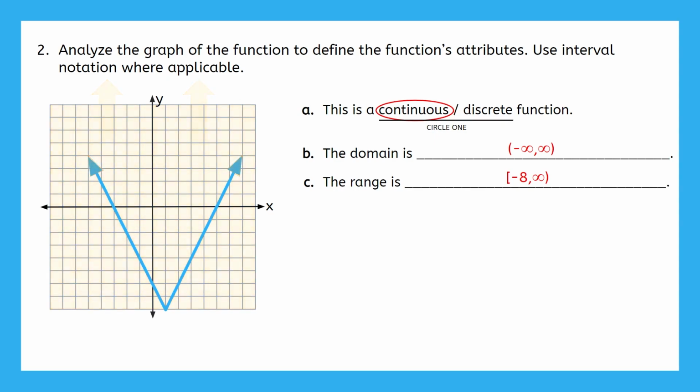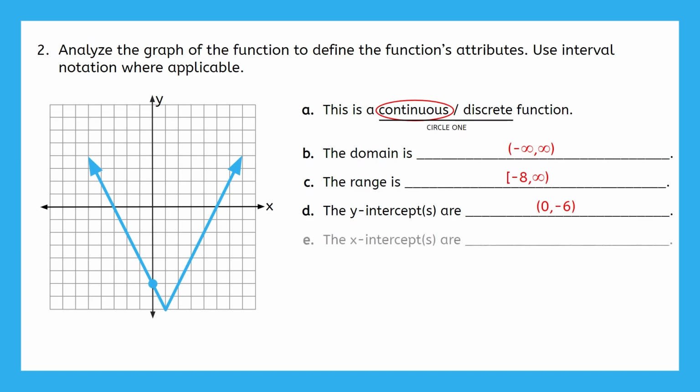The y-intercept for this function can be found here at 0, negative 6, where the function crosses the vertical y-axis. As for x-intercepts, they're found where the function crosses the horizontal x-axis, which happens to be in two places, here at negative 3, 0, and here at 5, 0.